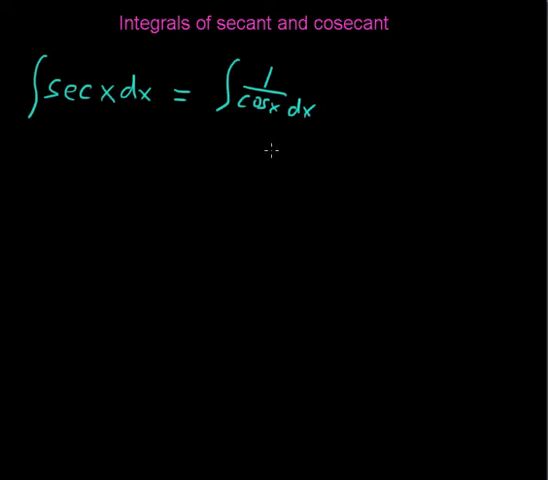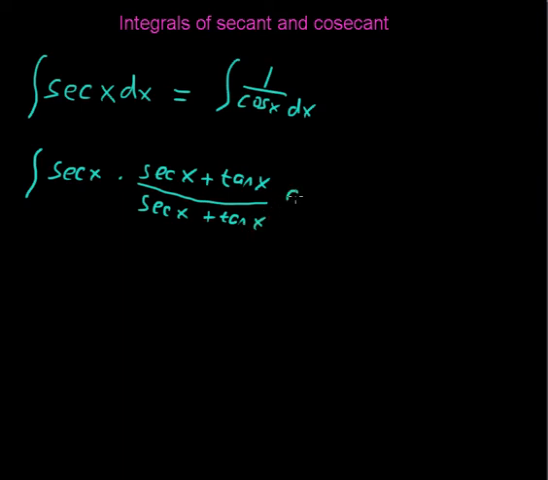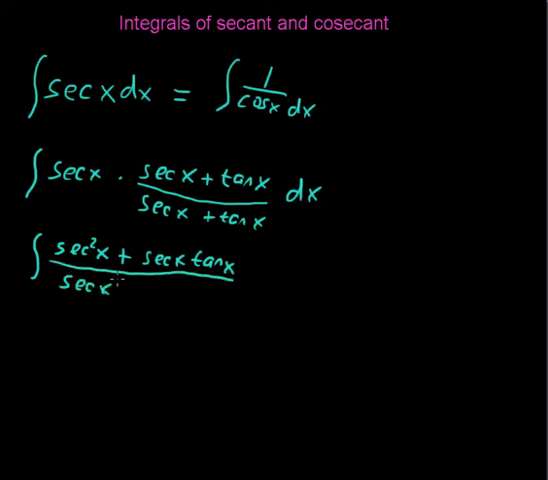What we want to do is try to write this as something that we can recognize. There's a real trick for this one. It may not be something you'd think of right away, but if you take secant of x and you multiply it by secant of x plus tangent of x over secant of x plus tangent of x, you'll get this. It's interesting to see. You get secant squared of x plus secant x tangent x over secant of x plus tangent of x.